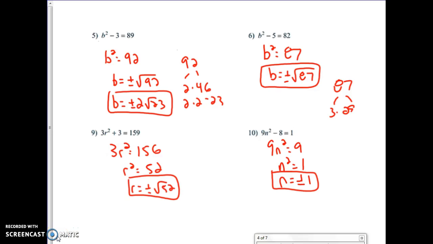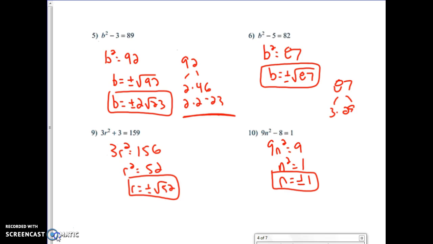Okay, so for number 5, hopefully you guys got b to be plus or minus 2 square root of 23. 92 does break down like I see right here, and I show you guys right here. It breaks down to be 2 times 46, and then 2 times 2 times 23, so I have a pair of 2, so I can take that out.